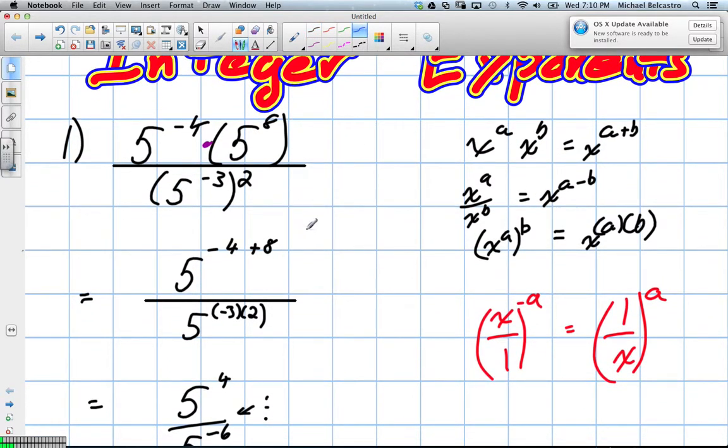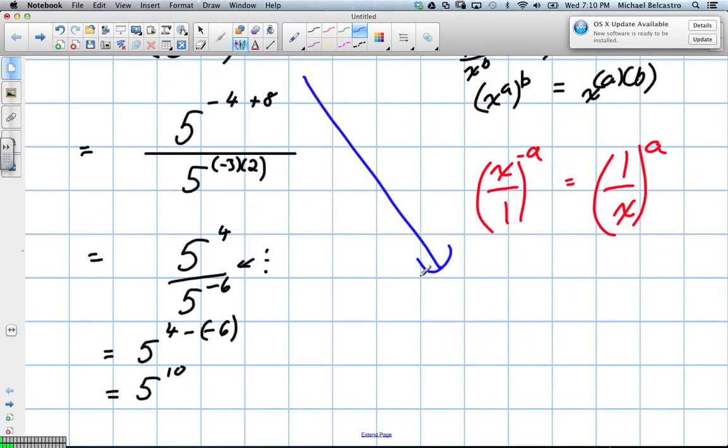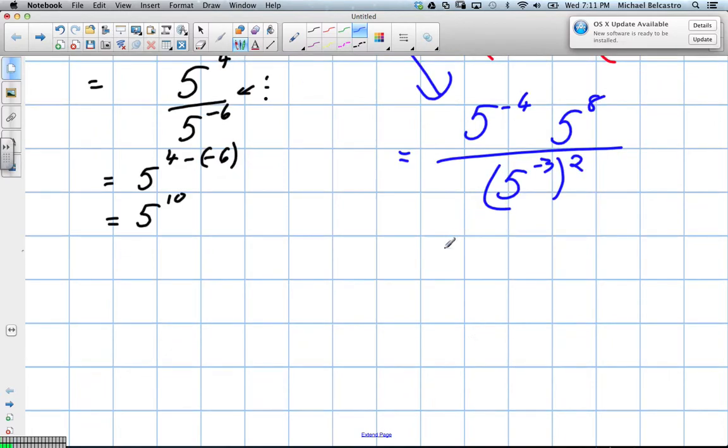We'll do it in blue over here. There's a second way we could do this. 5 to the power of negative 4 times 5 to the power of 8 divided by 5 to the power of negative 3 times 2. Okay? The first thing I'm going to want to do is get rid of any powers of a power. We'll get rid of that situation so it's a little more simplified. So we can equate just the bottom if we like. 5 to the power of negative 4 times 5 to the power of 8. And this becomes 5 to the power of negative 6.